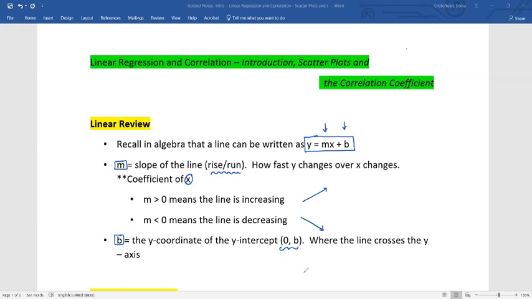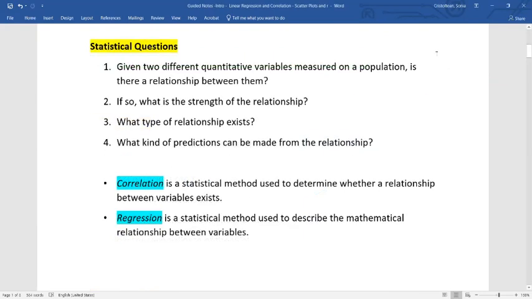So let's see, why do we need to talk about this linear review? In many situations, we have questions and we can answer these questions using statistics. So let's take a look at a couple of questions. Here is the first one. Given two different quantitative variables measured on a population, is there a relationship between them? If so, what is the strength of the relationship? What type of relationship exists? What kind of predictions can be made from the relationship?